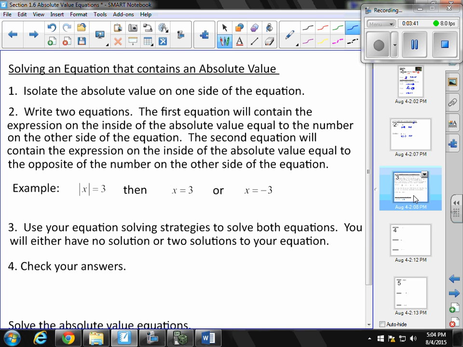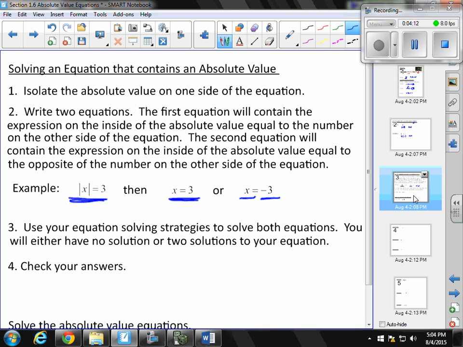For example, absolute value of x minus 3, I drop the absolute value signs and I just get x equals 3. The second equation will contain the expression on the inside of the absolute value sign equal to the opposite of the number. So in this one we have x equals 3, or what was on the inside of the absolute value, x, is equal to the opposite of 3, which is negative 3.